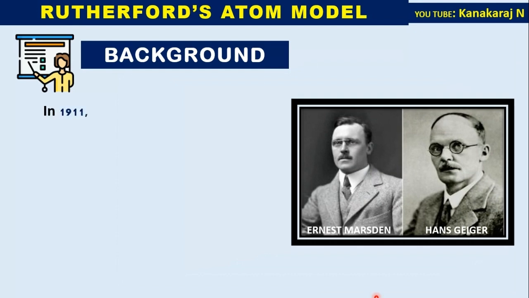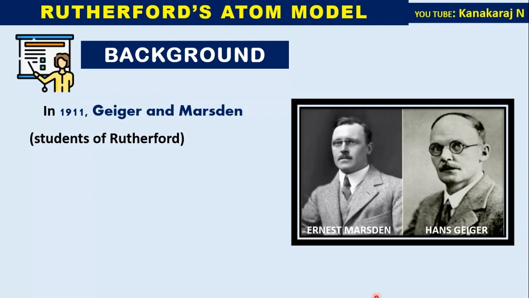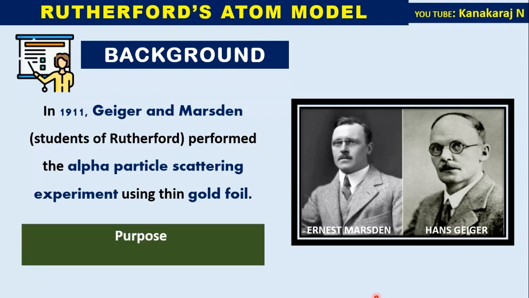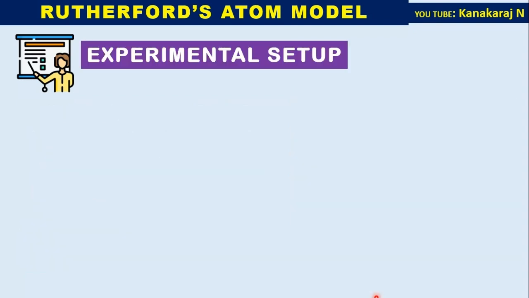In 1911, Geiger and Marsden, students of Rutherford, performed the alpha particle scattering experiment using thin gold foil. The purpose was to study the structure of the atom. Experimental setup.